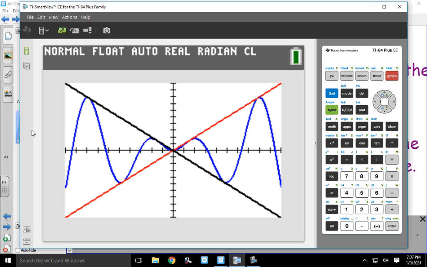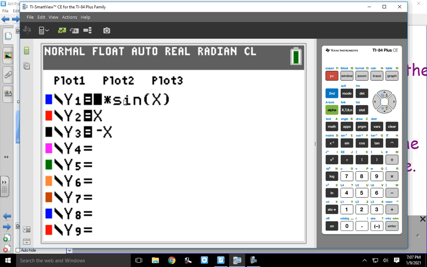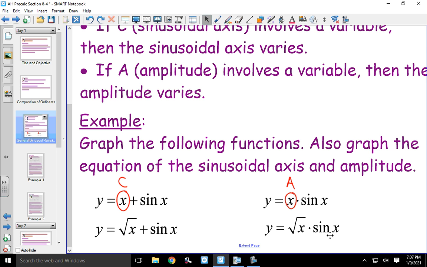All right, let's try another one here. Actually, maybe I should grab a picture of that. Actually, I'm not going to worry about a picture of it. We'll just graph these, and you can draw a picture there on your paper if you want to see that.